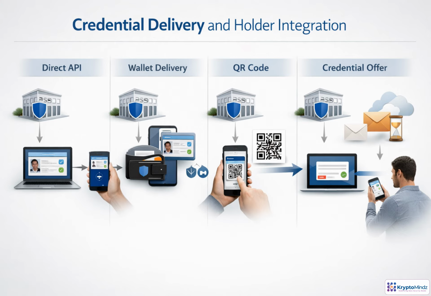Once a credential is signed, delivery is a security decision, not just a transport detail. A direct API response is fast and simple, but the application must protect storage and keys. Wallet delivery shifts control to the holder and supports later presentations. QR codes and credential offers are useful for cross-device or asynchronous flows, but links must be short-lived and bound to the right user. Design delivery around what the holder needs to do next.